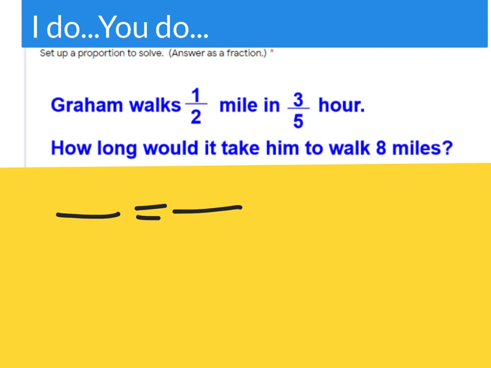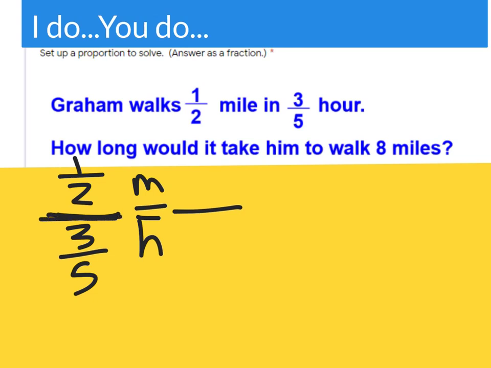Graham walks 1/2 mile in 3/5 hours. Miles per hour. I'm going to go ahead and label that now. That's 1/2 mile in 3/5 of an hour. Some people freak out because they see this. Remember, this is just a ratio, right? A rate of how many miles per hour. It's just that they happen to be fractions.